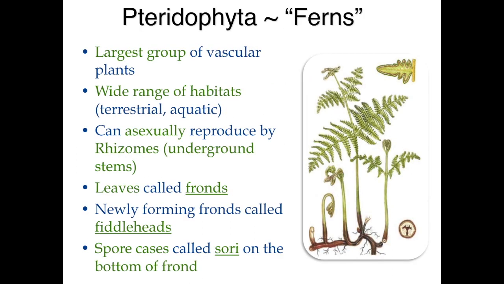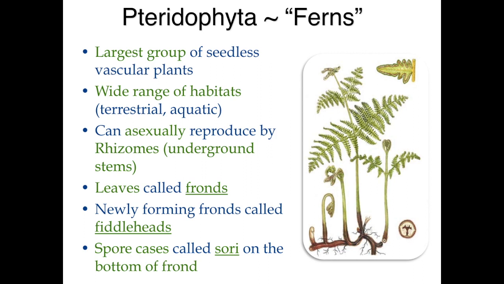Now, specifically ferns, as you can see, they are taller, they're growing. These are going to actually be the largest group of seedless vascular plants. They can live in a wide variety of habitats, meaning they can live in either terrestrial environments, which is on land, or they can live in aquatic environments, meaning in water or near water. They can reproduce both sexually and asexually.